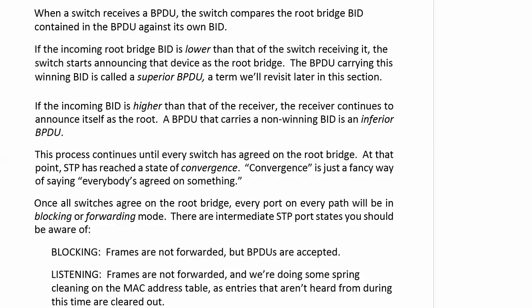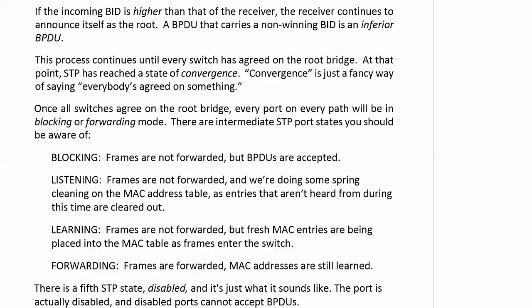Now, if the incoming bid is higher than that of the receiver, it just looks at it and goes, I'm still the root, baby. I'm still in charge. A BPDU that carries a non-winning bid is an inferior BPDU. And these terms do come into play later in the section. They're good to remember. So again, a BPDU that carries a winning bid is superior, and one that has a losing bid, or a non-winning bid, if you want to be polite about it, is an inferior BPDU.